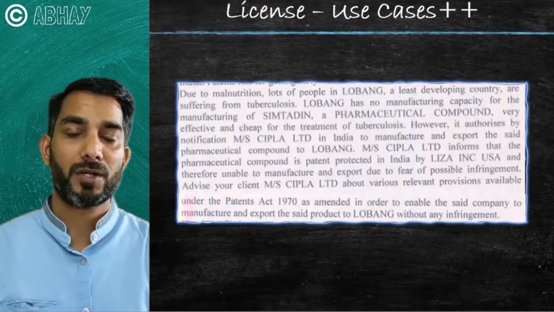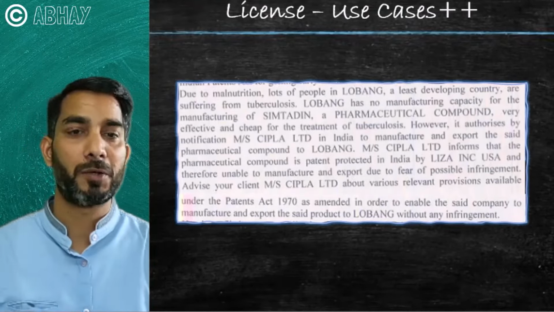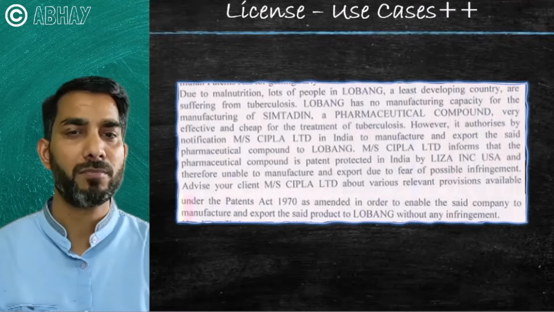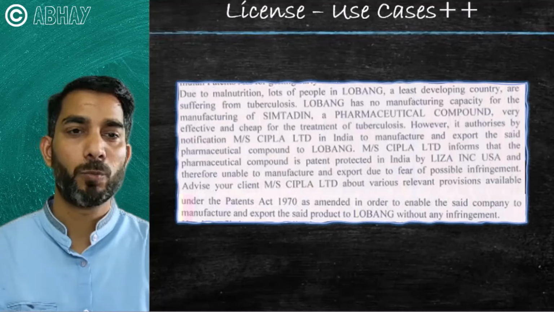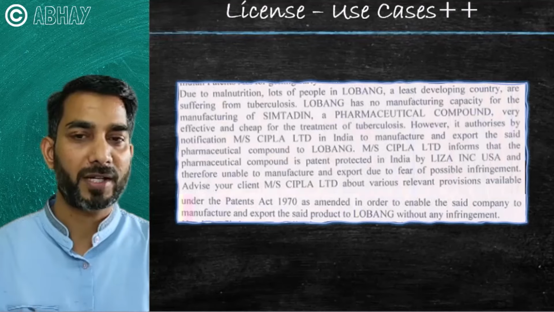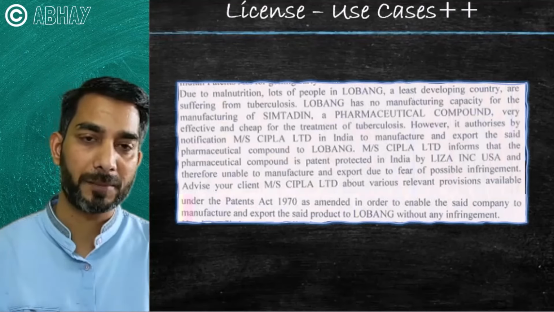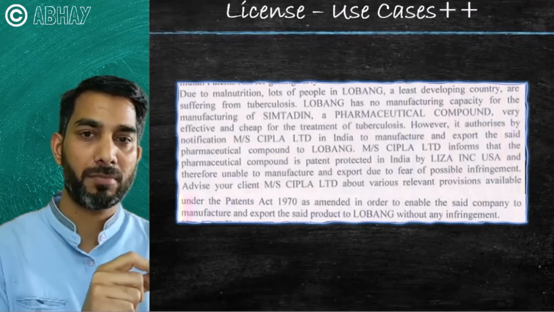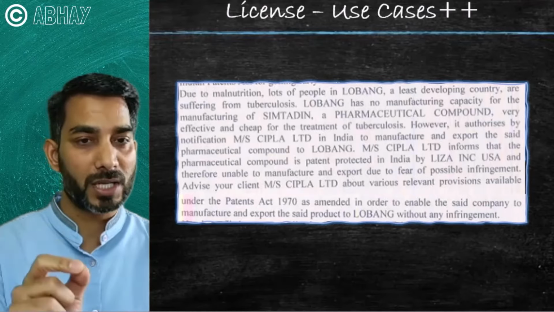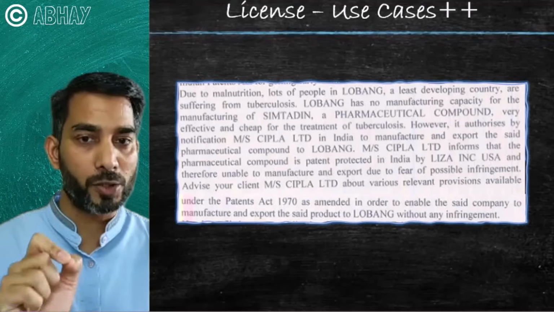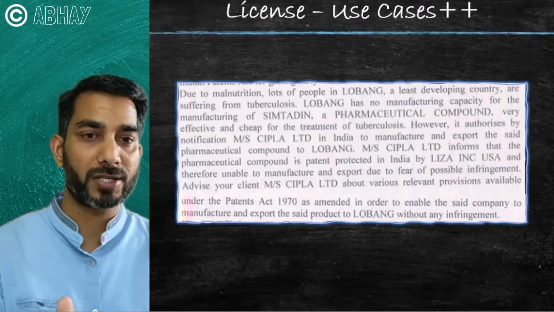It says, due to malnutrition, lots of people in Lubang, a least developed country, LDC, are suffering from TB. Lubang has no manufacturing capacity for a drug very effective and cheap for the treatment of TB. So the country is an LDC, doesn't have any manufacturing capacity, but is in need of this drug. So the country authorizes by notification a company called Cipla in India to manufacture and export the said pharmaceutical compound to Lubang.